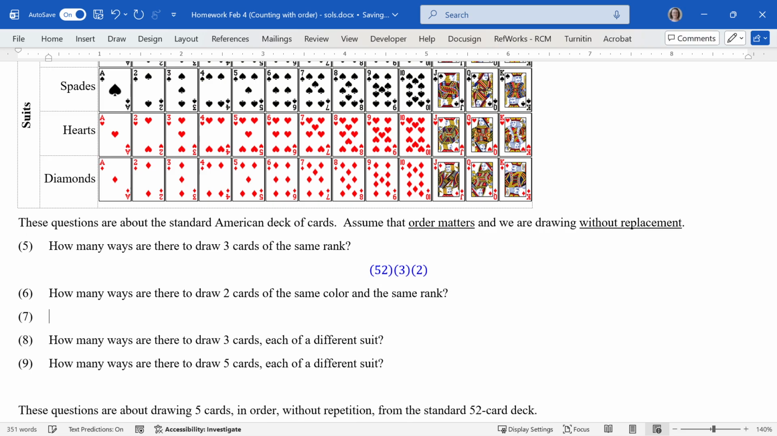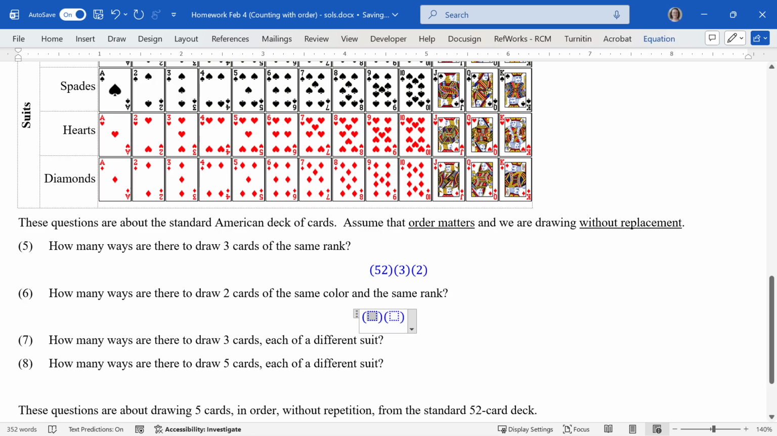And for number 6, let's try doing this. So how many ways to draw 2 cards of the same color and the same rank? So here's my little roadmap. I always color code blue the answers on these homeworks, so I have a keyboard shortcut for turning this blue.